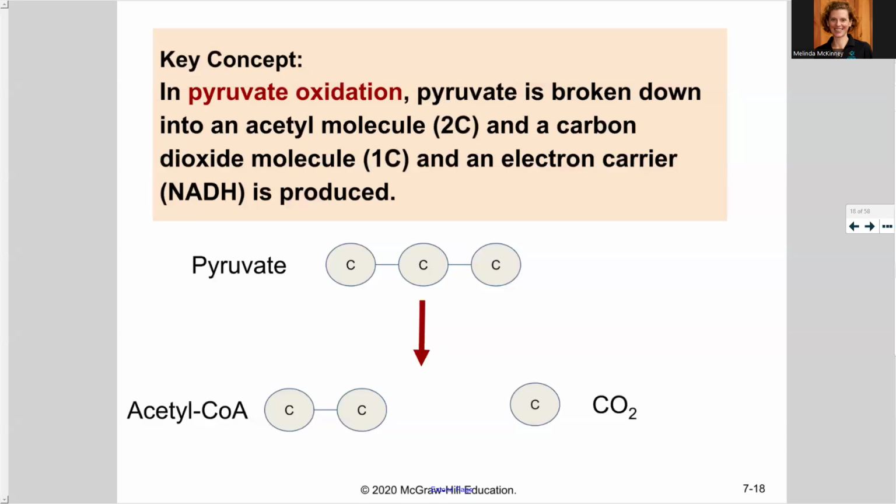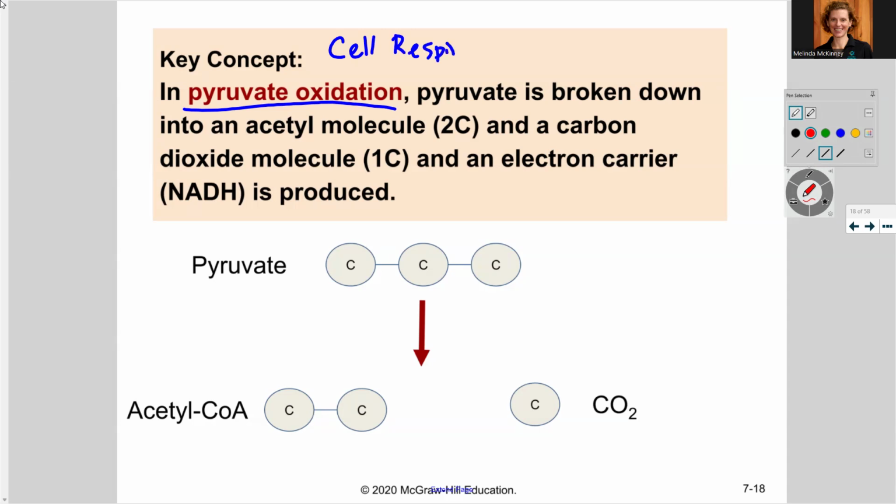This video for Bio 181 for Chapter 7 on cellular respiration is on the second step and the third step in cellular respiration. So in cellular respiration, we first have glycolysis, and in aerobic cellular respiration, we then go into pyruvate oxidation. In pyruvate oxidation, we're moving into the mitochondria and we're breaking down pyruvate, which is a 3-carbon molecule, 1, 2, 3 carbons. And we're going to break it down into a 2-carbon molecule called acetyl. So 1, 2 carbons in this molecule called acetyl.